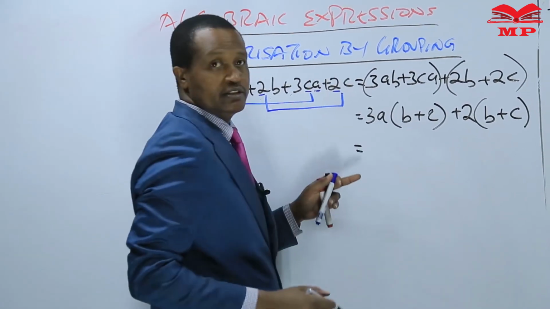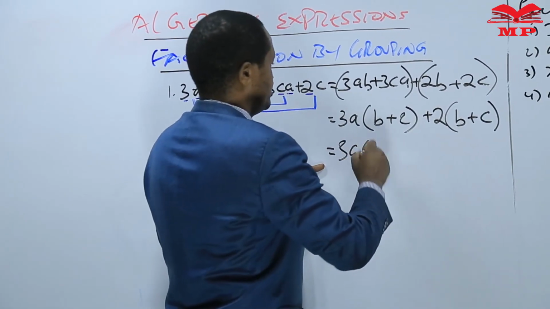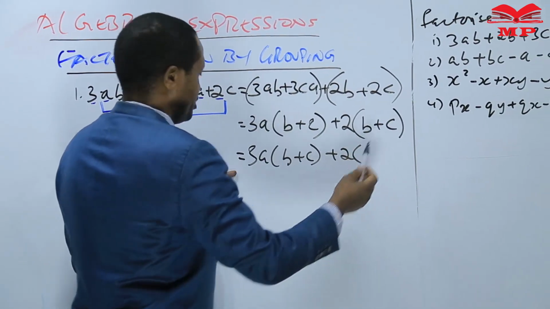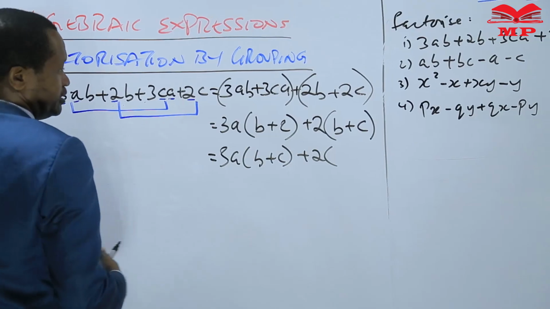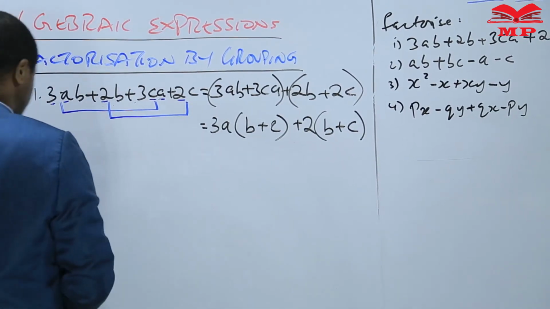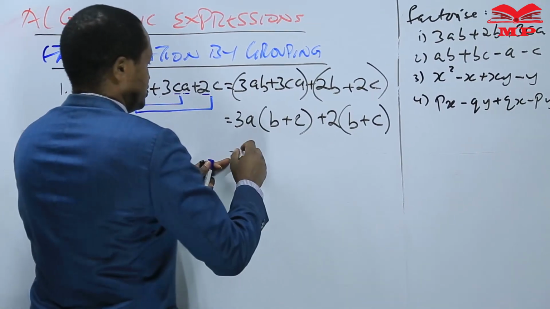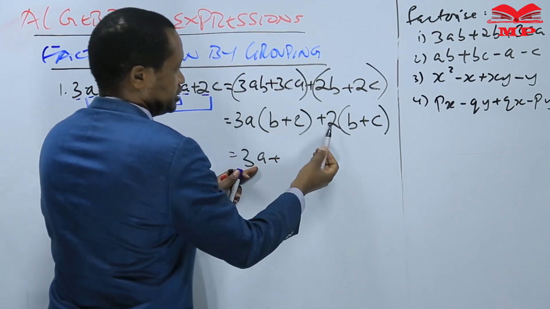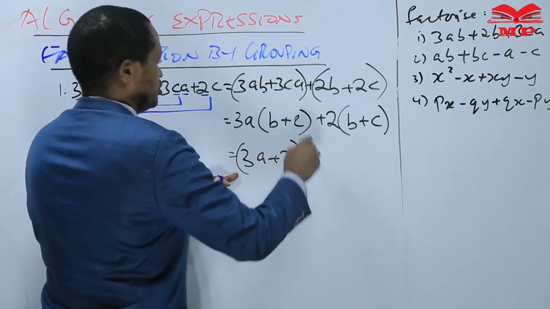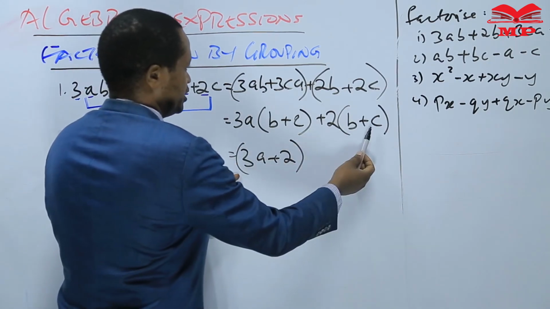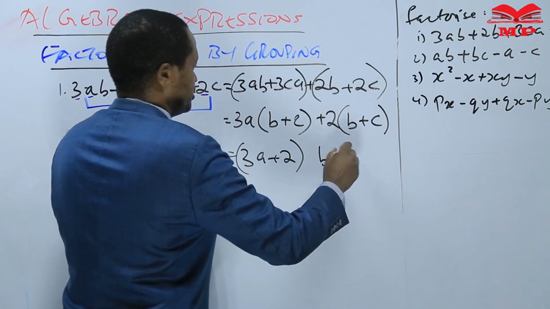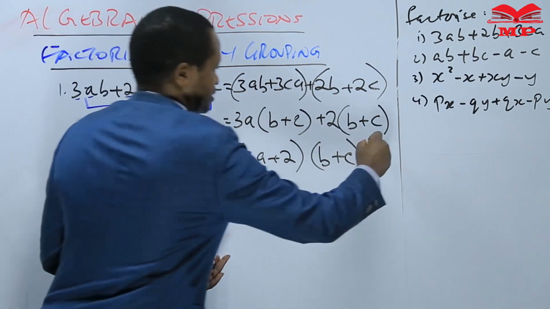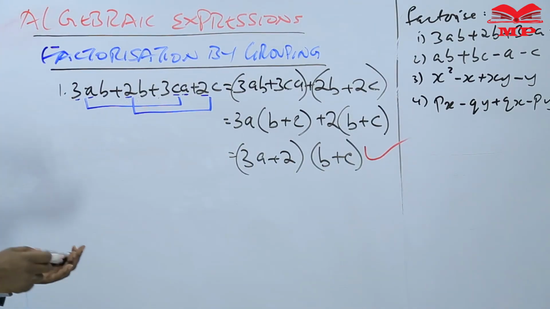So we can now have 3a times b plus c, plus 2 times b plus c. We don't need to rewrite, just have the answer. The answer here is 3a plus 2, then b plus c. b plus c is common there and there, so we just pick one. So that is the answer.